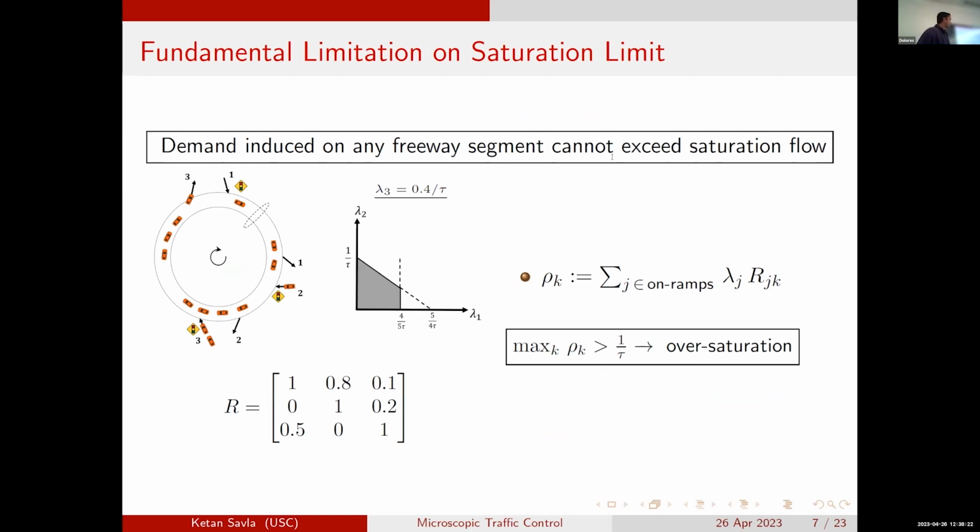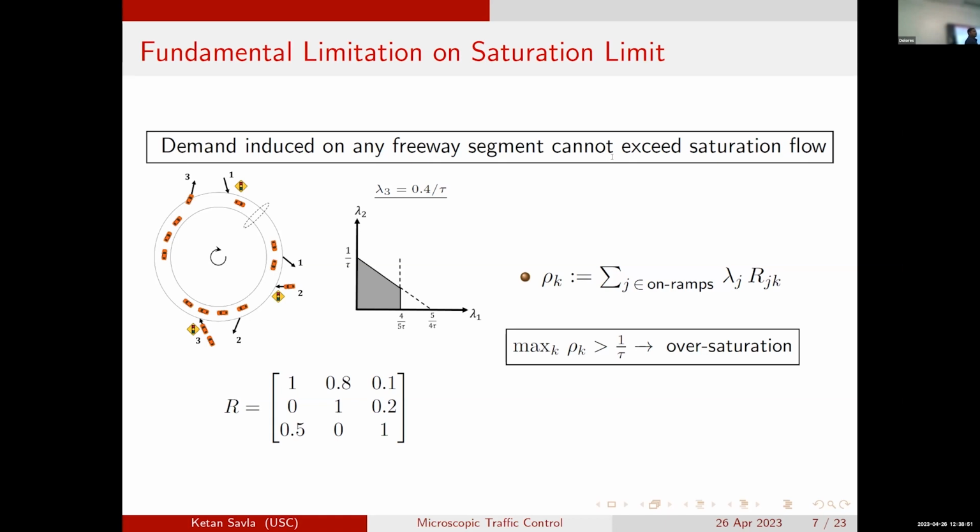Now, just because I have characterized this region does not mean that if my demand is, let's say here, inside the gray region, any arbitrary ramp metering algorithm will be able to handle it. So this is in some sense an impossibility result. If you're outside this, then no matter what algorithm you use, the demand is just too high. But just because you're inside does not necessarily mean that your ramp metering algorithm will do well.